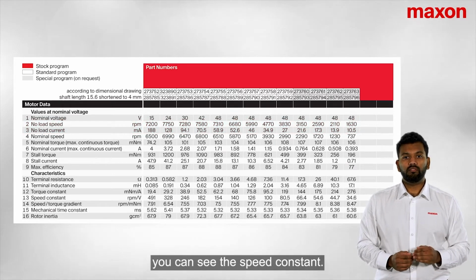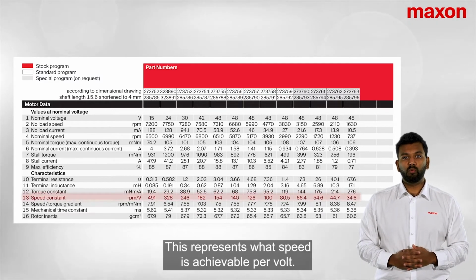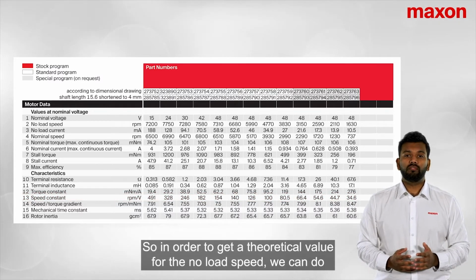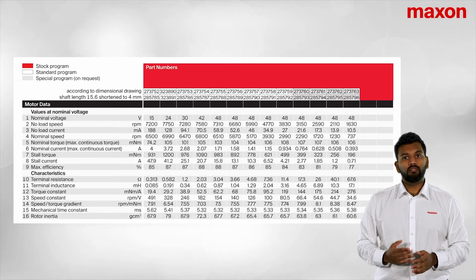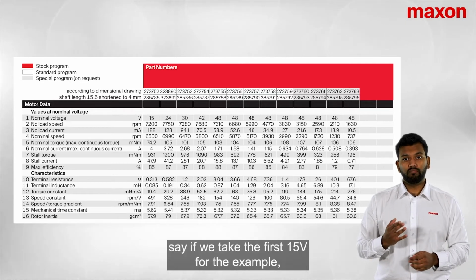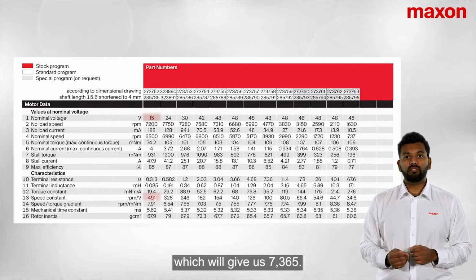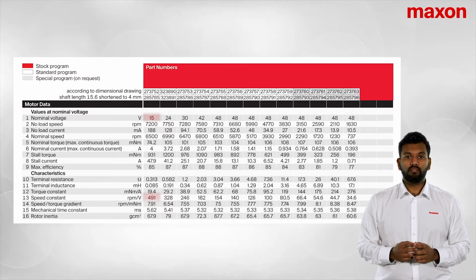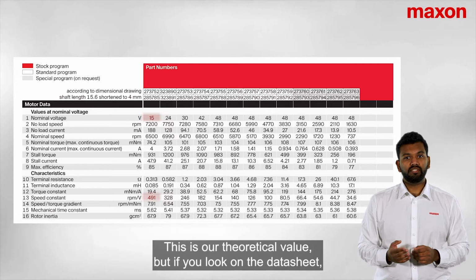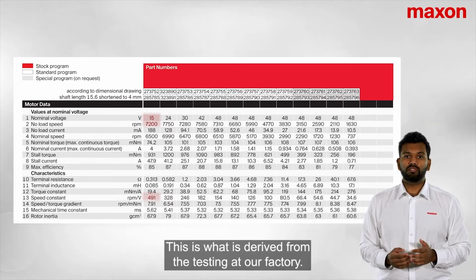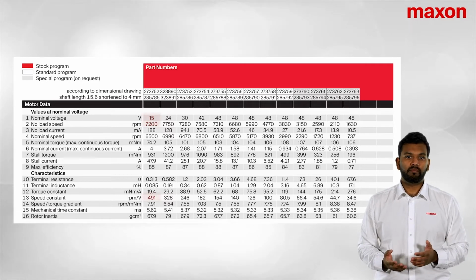If you look further down, you can see the speed constant. This represents what speed is achievable per volt. So in order to get a theoretical value for the no-load speed, if we take the first 15 volt for the example, we can do 15 volts times 491 RPM per volt, which will give us 7,365. This is our theoretical value. But if you look on the datasheet, the actual no-load value given there is 7,200. This is what is derived from the testing at our factory.